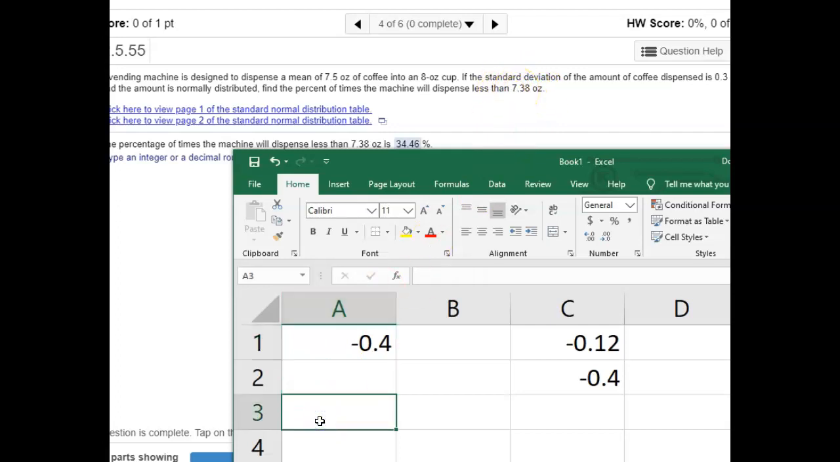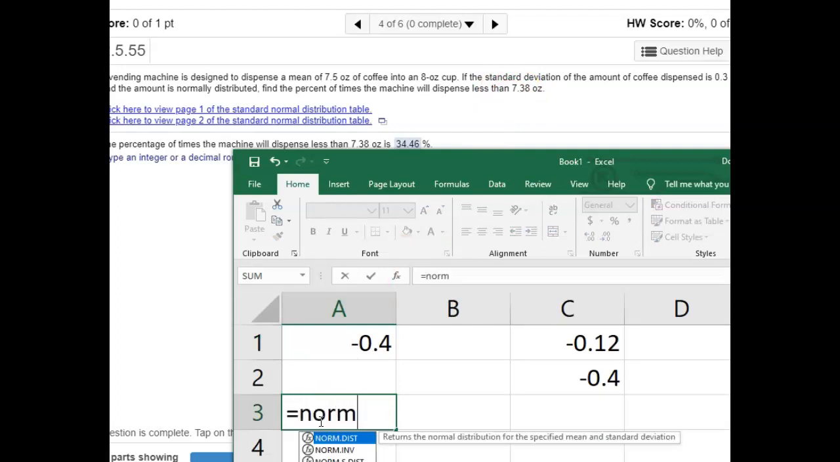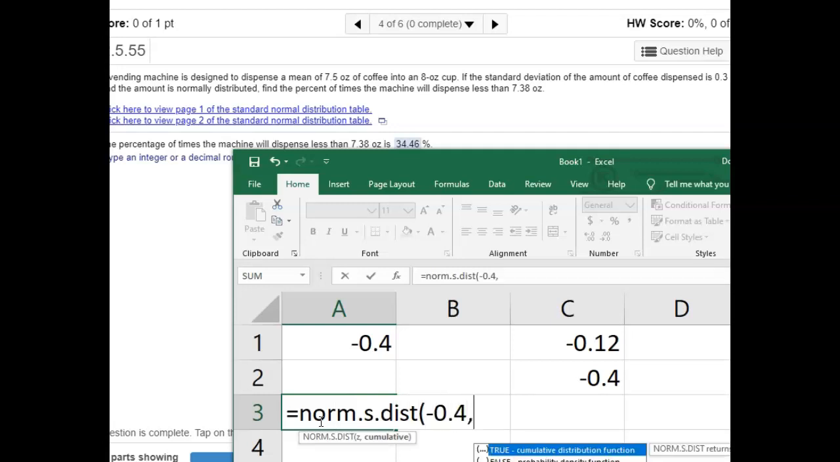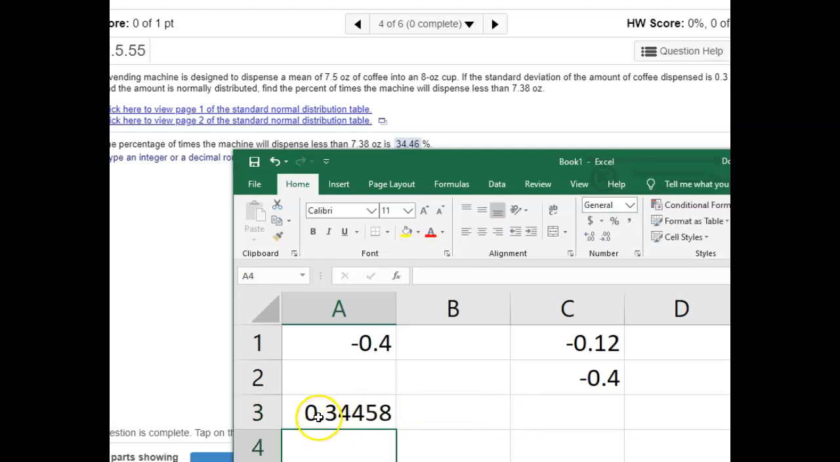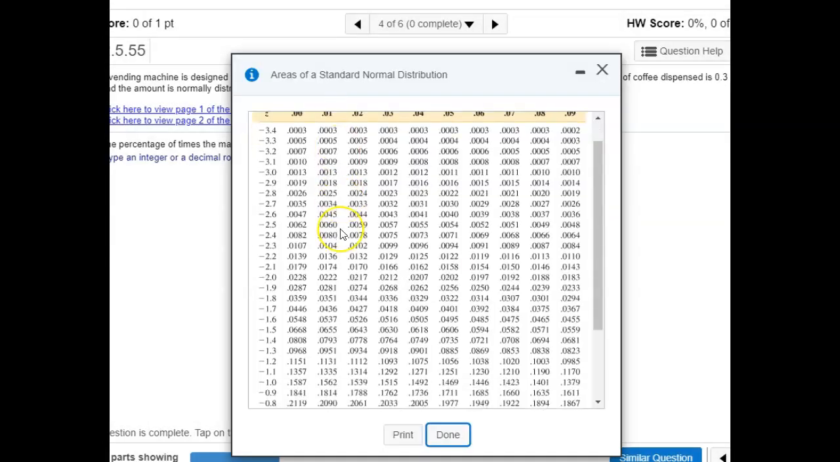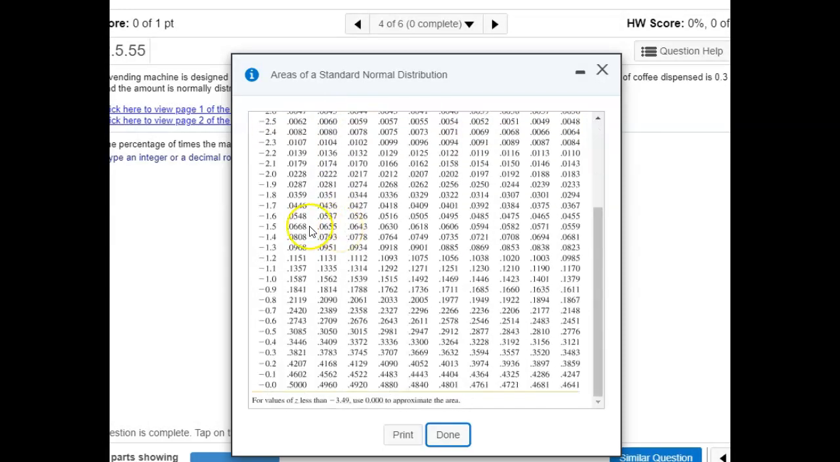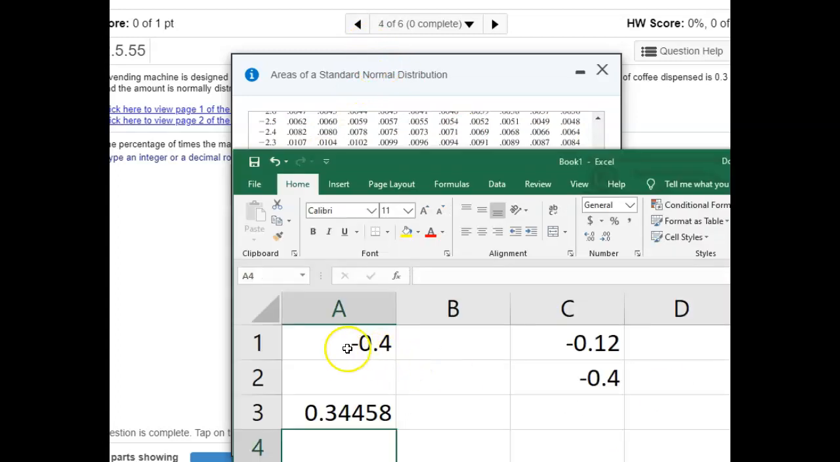I can look that up in the table, or I'm just going to use it right here in Excel. I'm looking up negative 0.4, and I want everything to the left of that, which remember is what Excel does by default, so this is going to be my solution. As a percentage, that's 34.46%. And just to see it here in the table, so I want negative 0.4.